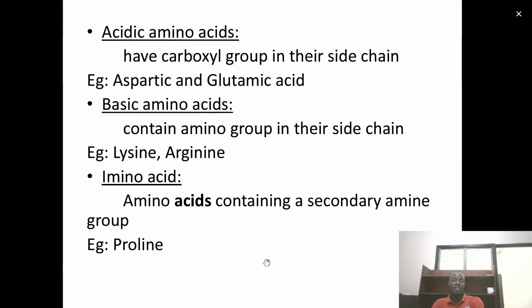Then we also have acidic amino acids. That is, amino acids that have a carboxylic group in their R side chain. So we have aspartic acid and glutamic acid. And then we have basic amino acids, those that have an amine functional group. So we have lysine and arginine. And then we also have amino acids that have a secondary amine in them, and we have proline only.